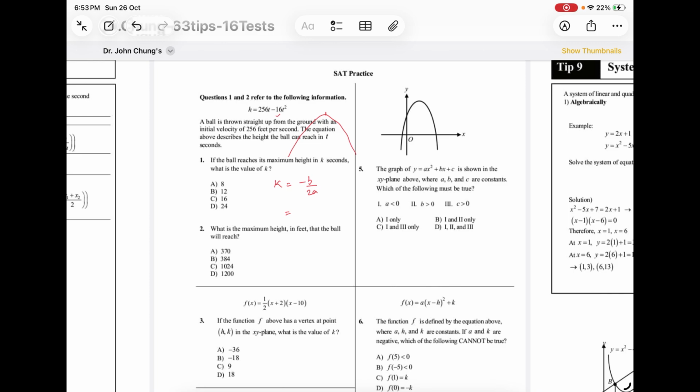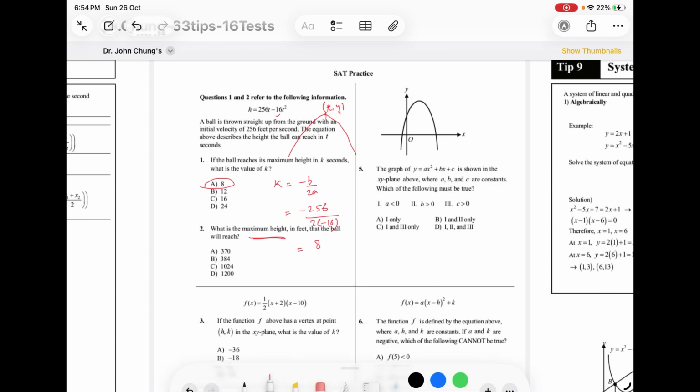A is what? The coefficient of t square in this case. And he is talking about the time it takes to reach the maximum point, which means he is talking about the x coordinate of the vertex, that is t in this case. So it is minus b by 2a, that is minus 256 over twice of minus 16. So 256 divided by 32 gives you 8. So option is A.